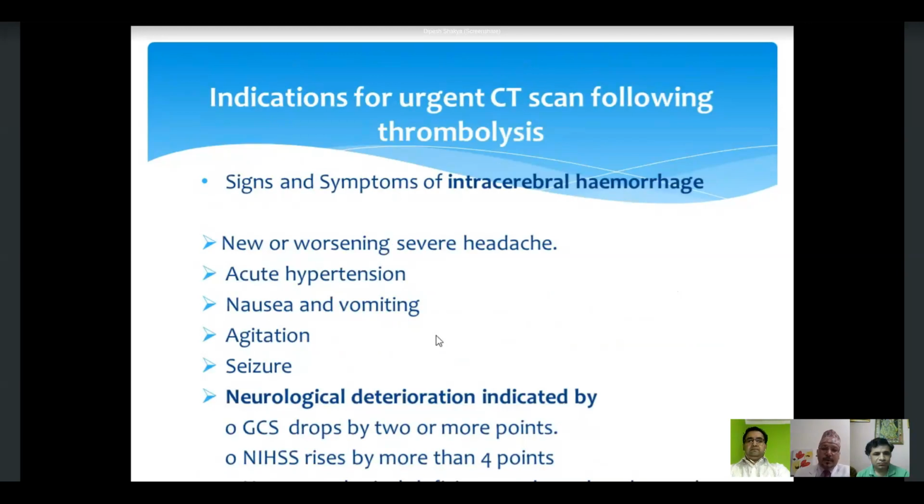So, indications for an urgent CT scan: we do an urgent CT scan when there are signs and symptoms of intracerebral hemorrhage, one of the very dreadful complications. When we suspect intracerebral hemorrhage or raised ICP, we start an urgent CT scan. The signs are new or worsening severe headache, acute hypertension, nausea, vomiting, agitation, seizure, neurological deterioration of GCS by 2 points, NIHSS increased by 4 points, or new neurological deficit contralateral to the stroke.